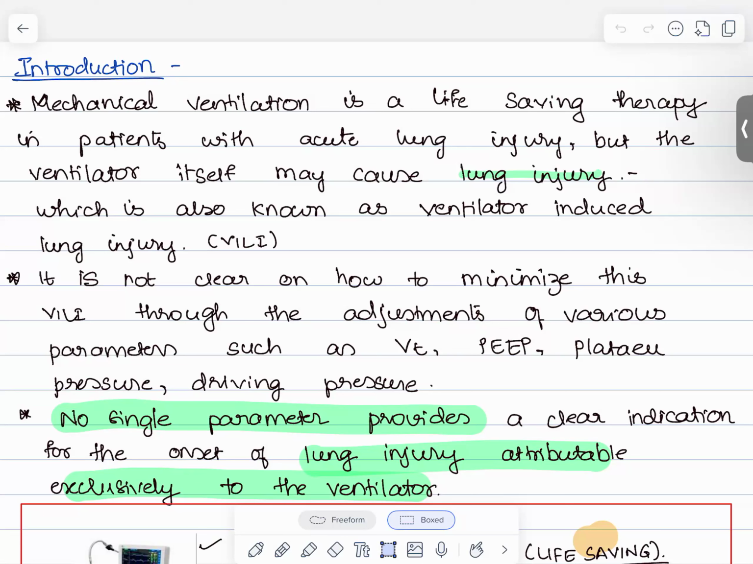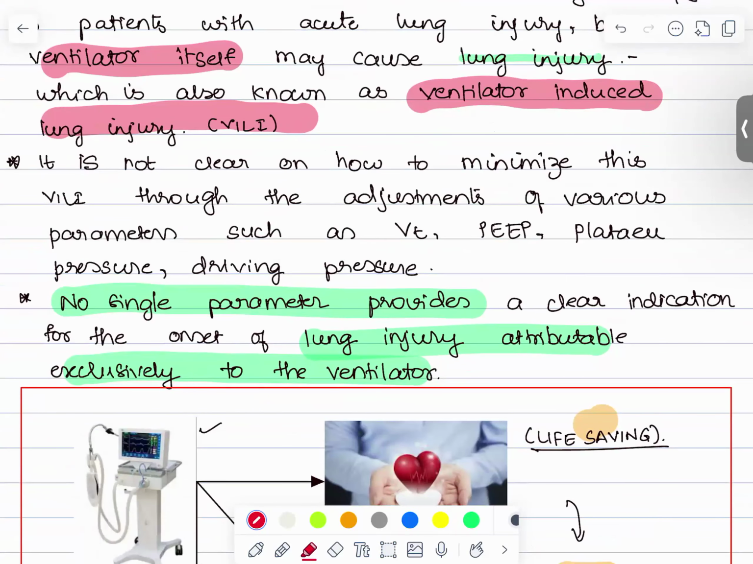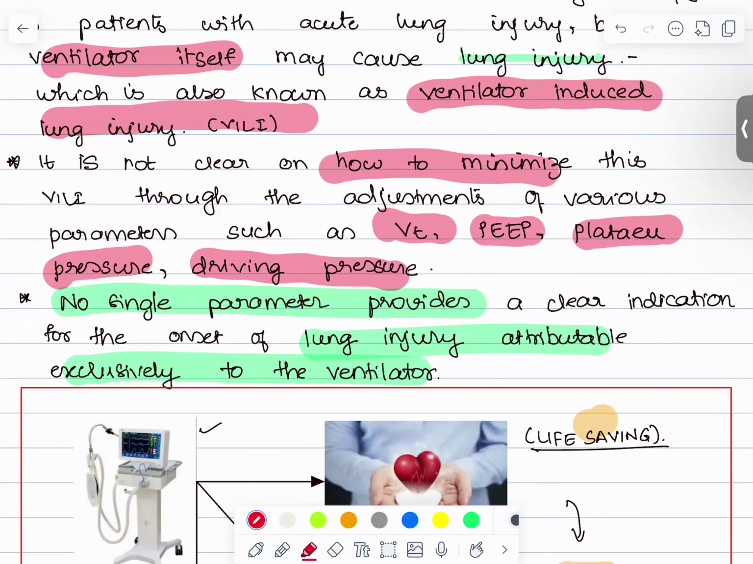So the mechanical power of the ventilator, what does it actually mean? We all know that mechanical ventilation is a life-saving therapy in patients with acute lung injury. And we also know that the ventilator per se can cause lung injury, termed ventilator-induced lung injury. It is not clear how we minimize this through multiple adjustments. So far we know that we can adjust the tidal volume, we can use PEEP, we can limit the plateau pressures, and nowadays the driving pressures. This is just the background or introduction that we need to write before starting any answer.